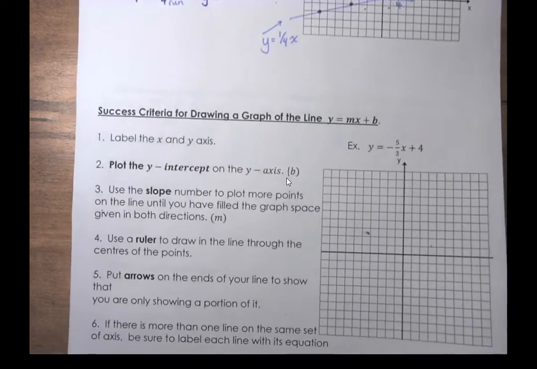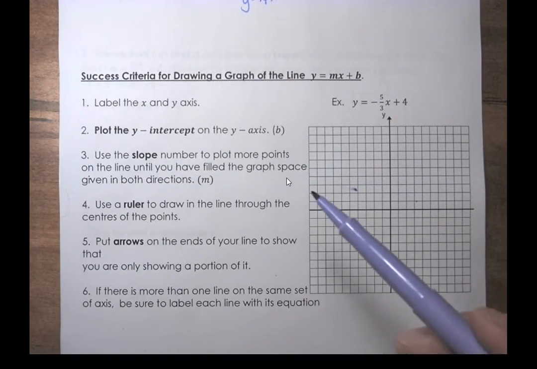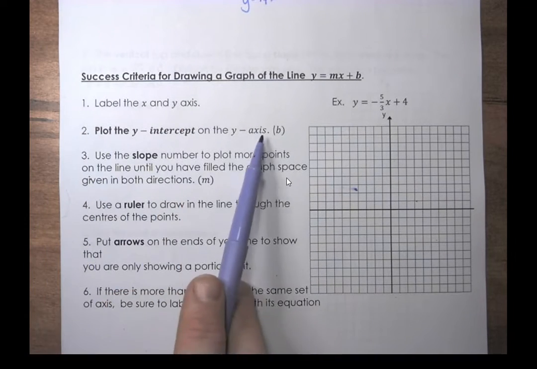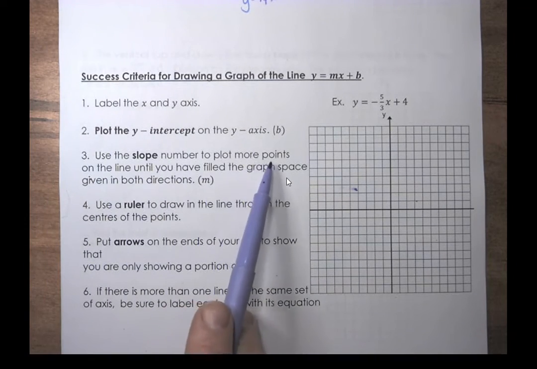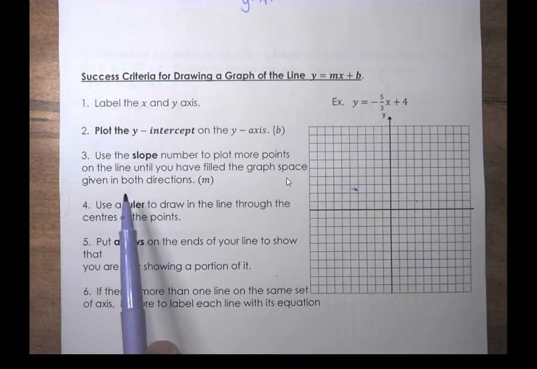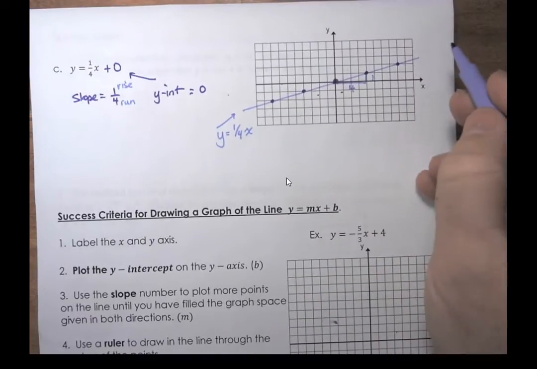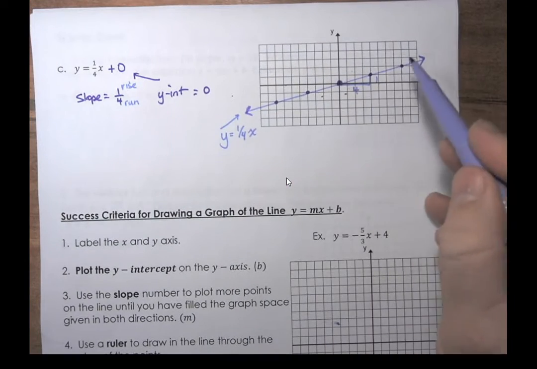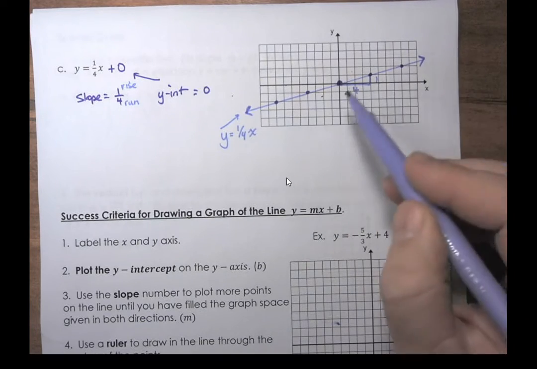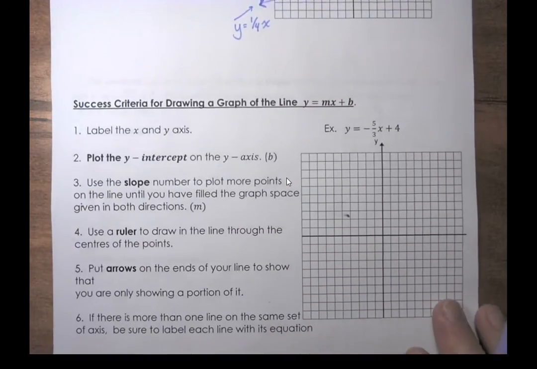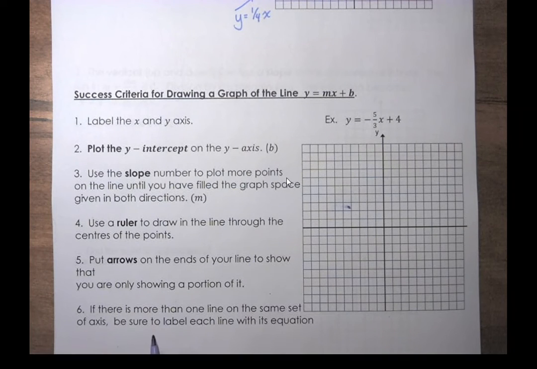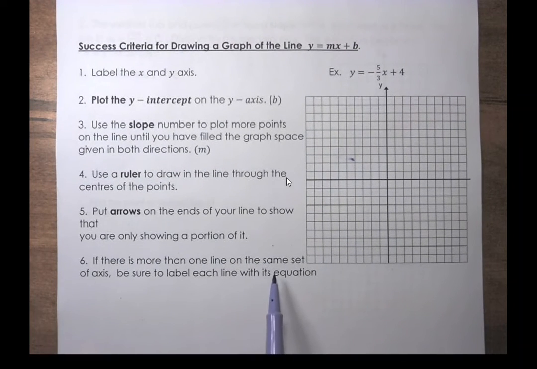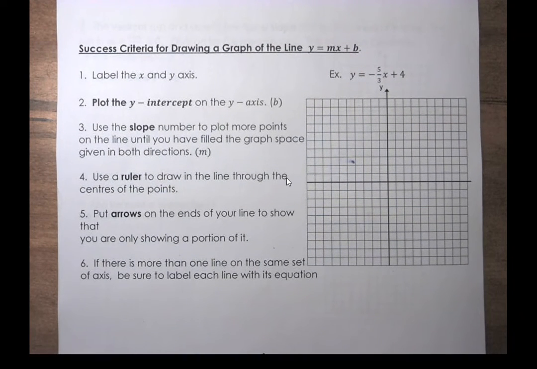All right. So there's our success criteria, just exactly what I just said before. Plot the y-intercept, use the slope to plot more points on the line until you fill the graph space. And the only thing I forgot to do was have arrows here. And those arrows tell us that the line goes on forever this way and goes on forever that way. We used a ruler to draw lines. If there's more than one line on the same set, make sure you label your graph.